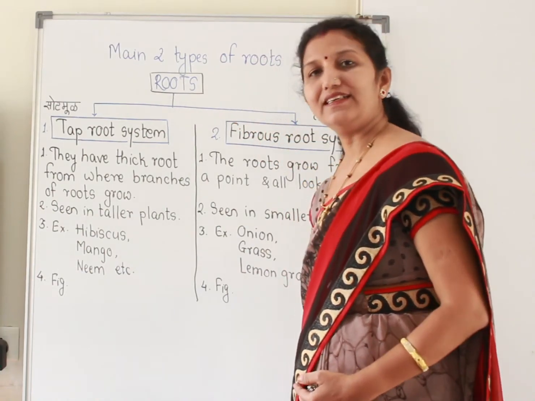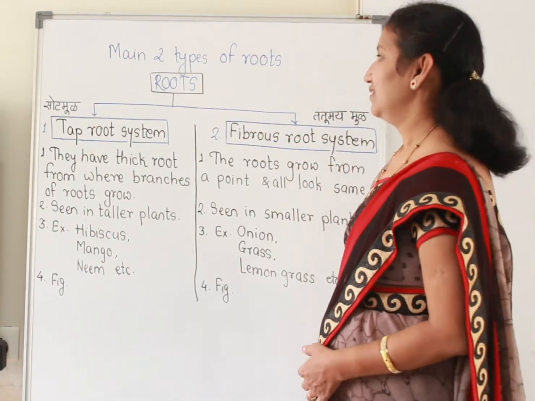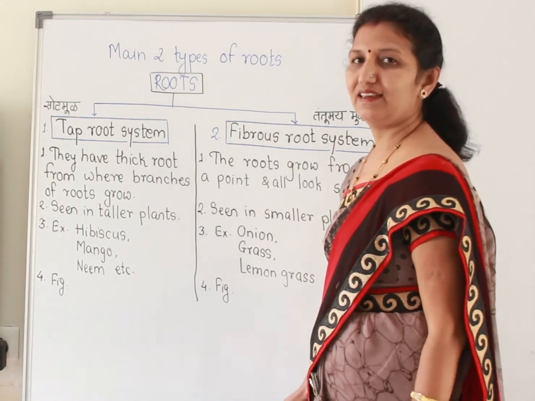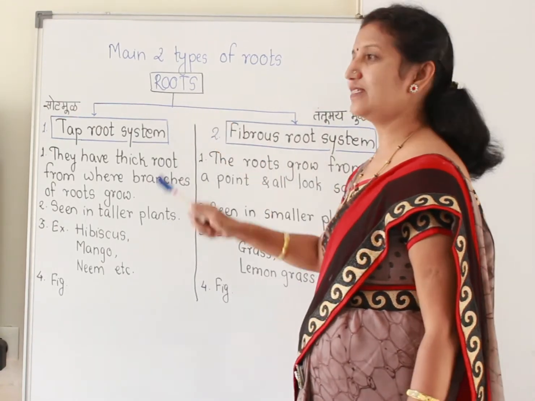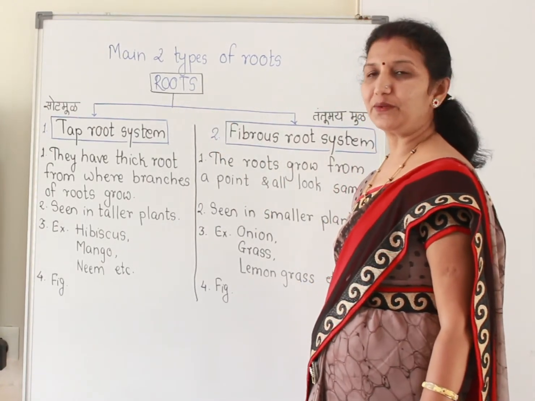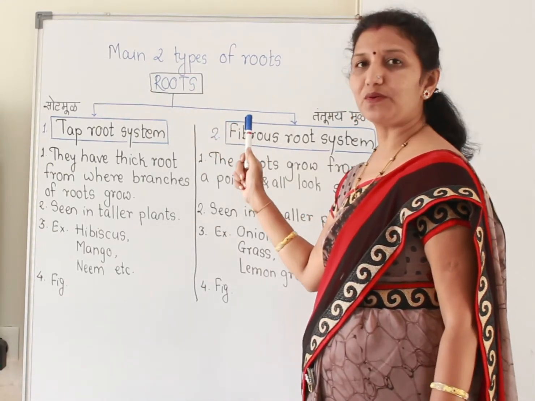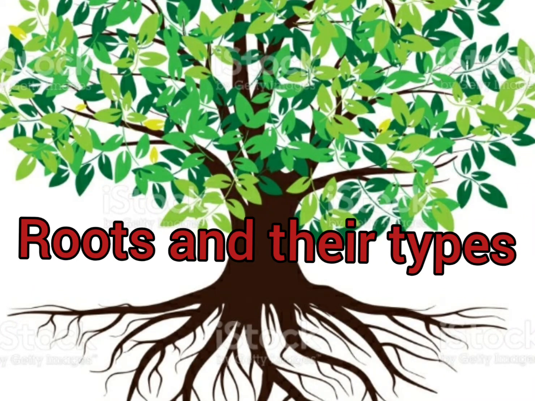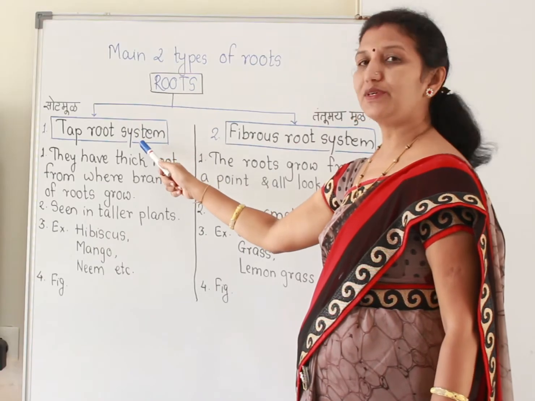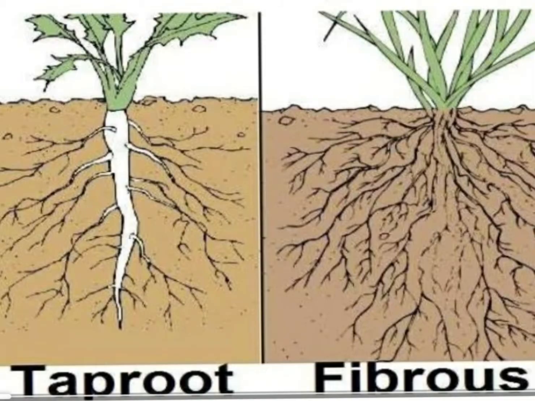We have studied the different parts of a plant, and in that roots play a very important role. Now we will see the two main types of roots. There are two root systems, a taproot system and a fibrous root system. In Marathi, taproot is called sot mool, whereas fibrous root system is called tantumay mool.